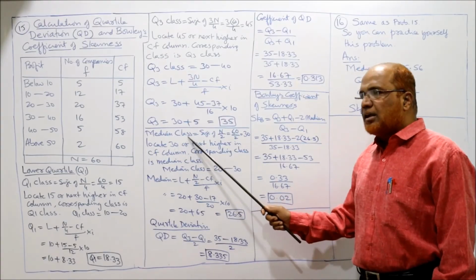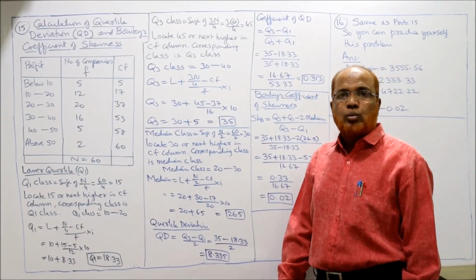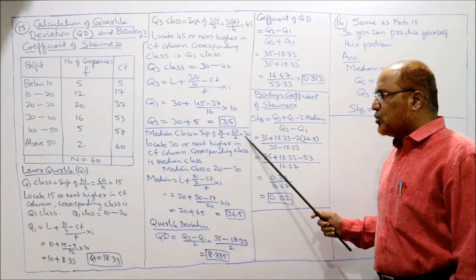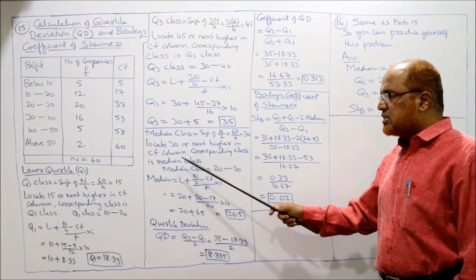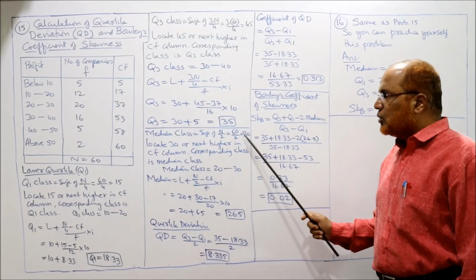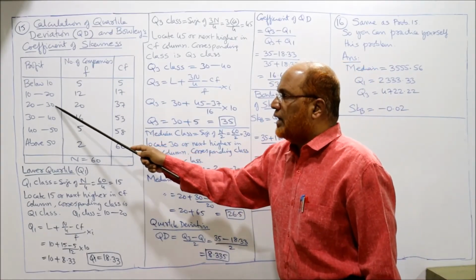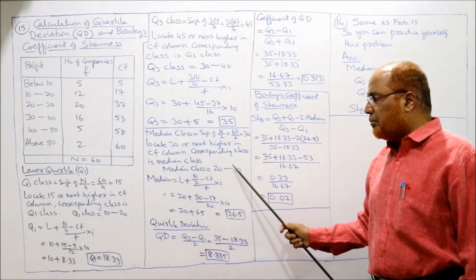Then median. Median class is equal to size of n by 2. या n by 4 नहीं लेंगे. Median के लिए 2, n by 2. 60 by 2, 30. Locate 30 और next higher in CF column, corresponding class is median class. तो 30 और next higher कौन सा है? 37. Against 37, 20 to 30. So 20 to 30 is the median class.